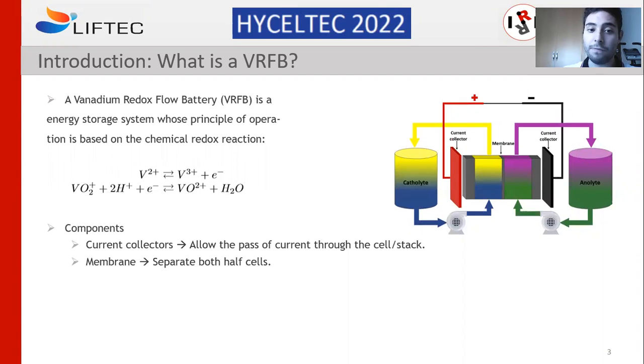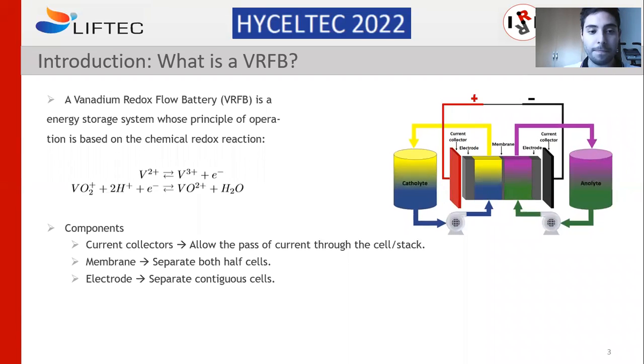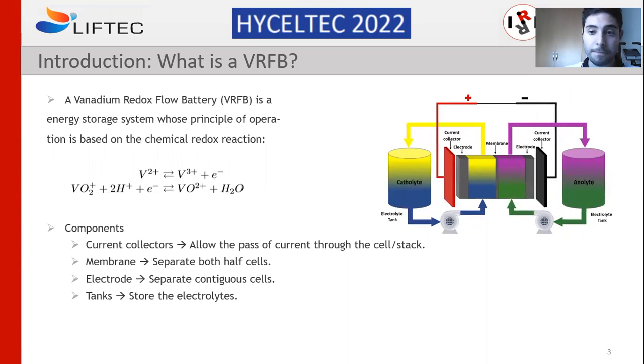The membrane has the function of separating both half cells, allowing the pass of current, so the pass of electrons, but not allowing the pass of the different vanadium species from one side to the other. Then we have the electrode, whose function is to separate continuous cells, and in this way making it possible to obtain a stack of different cells that makes it possible to increase the power of the system.